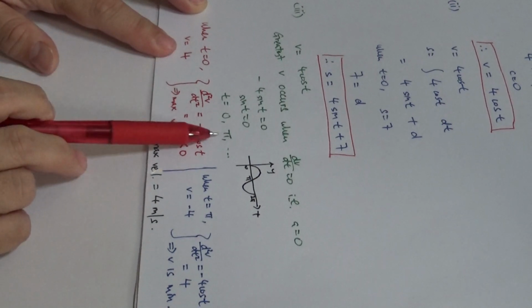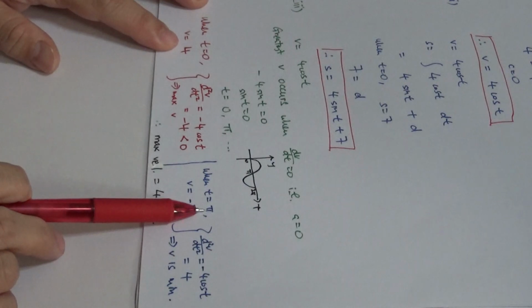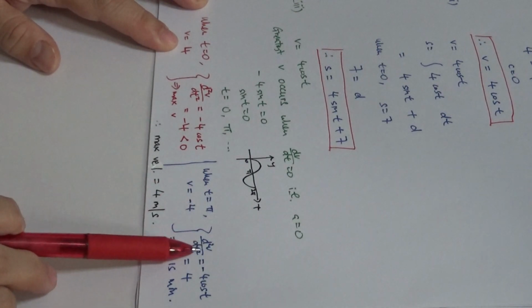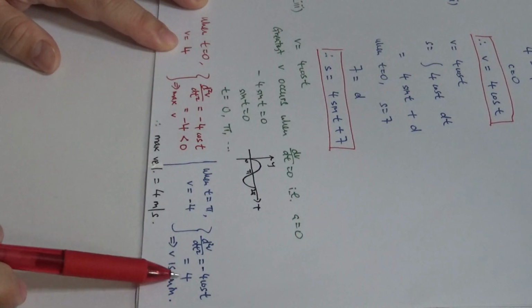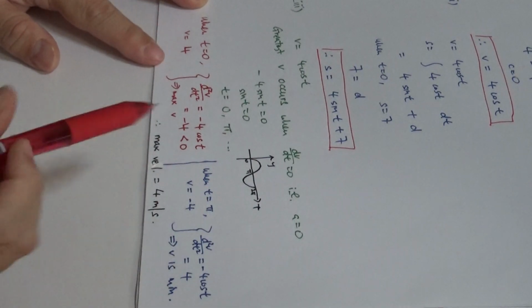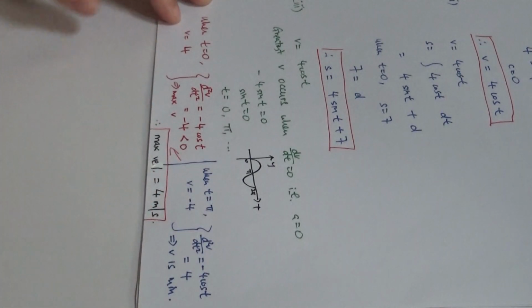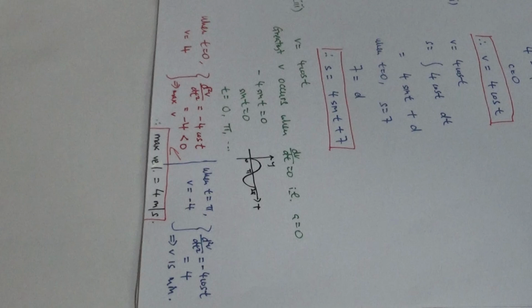Now how about when t is pi? When we sub in pi, v is actually negative 4, and d²v/dt² is actually 4. When this is positive, this is a minimum. So in order to get the maximum velocity, we will have to use this one. That's the maximum velocity, that is 4 meters per second.